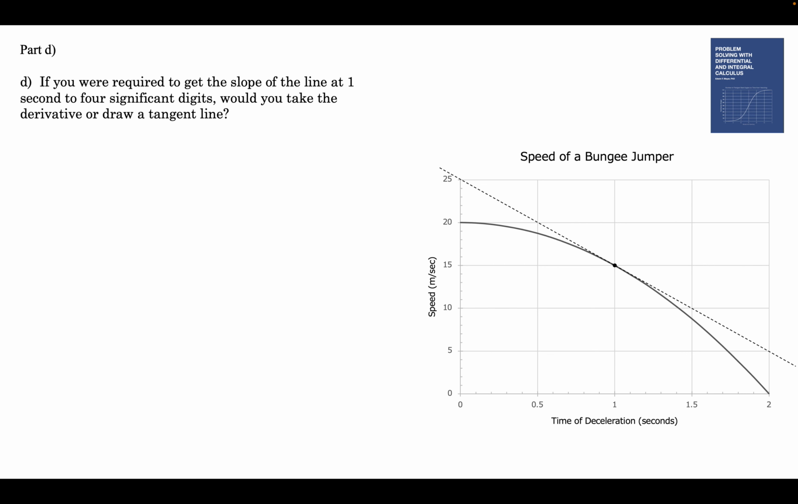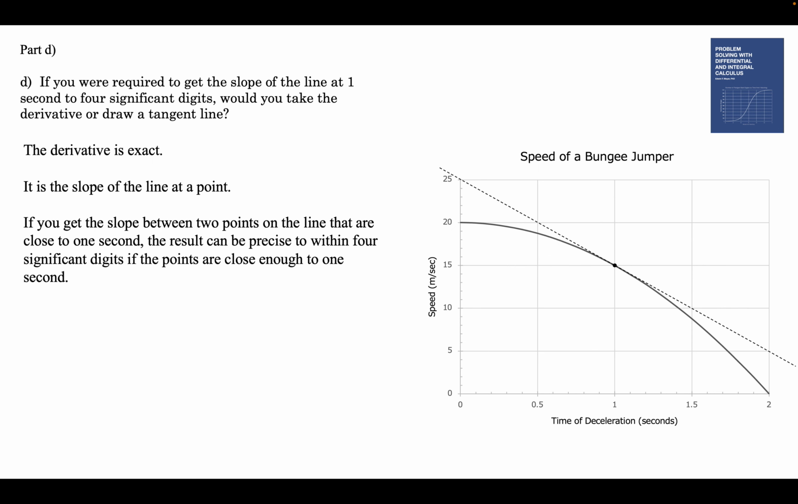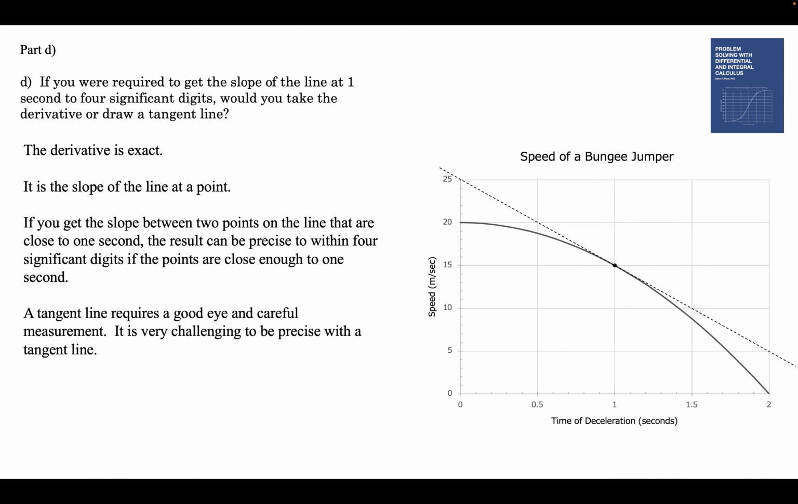So, part D, if we're required to get the slope of the line at 1 second to 4 significant digits, what are you going to do? Would you take the derivative or draw a tangent line? The derivative is exact. It's the slope at the point. So if you want as many significant digits as you need, take the derivative. If you get the slope between 2 points on the line that are very close to 1 second, the results can be as precise as you want. You just got to get closer and closer to 1 second. You can choose 0.99999 seconds and 1 second, and the slope between those 2 points is going to be very close.